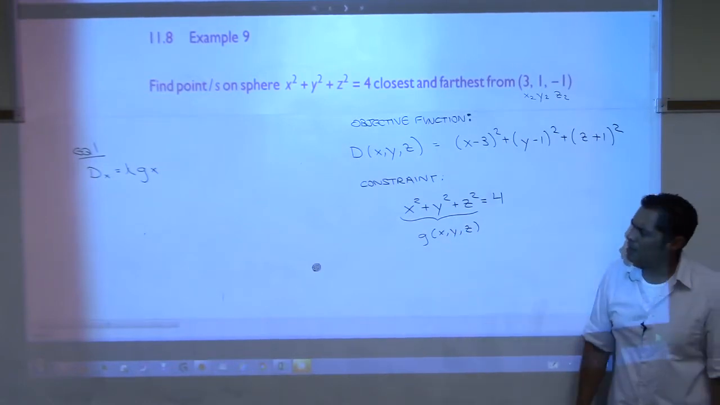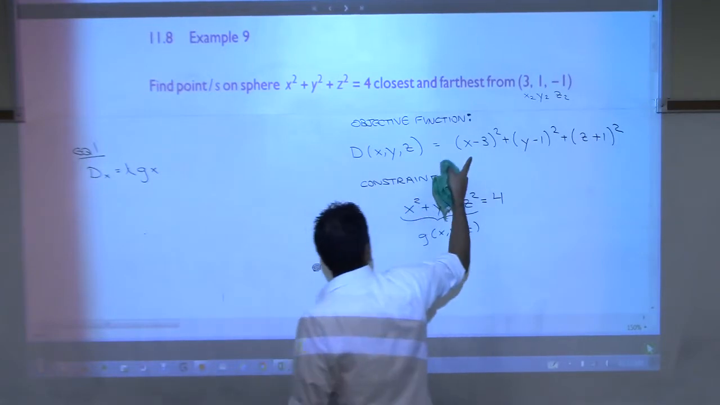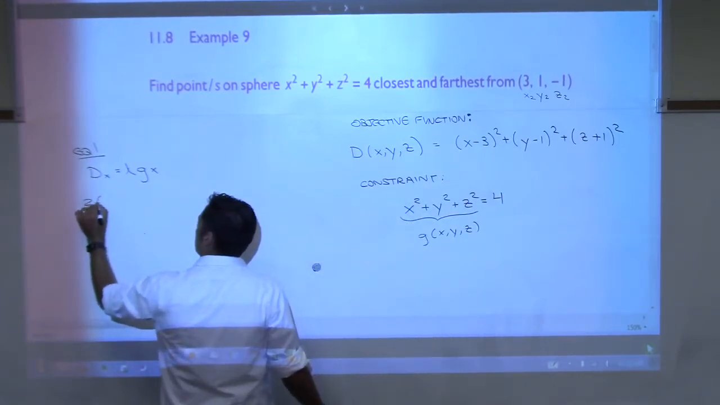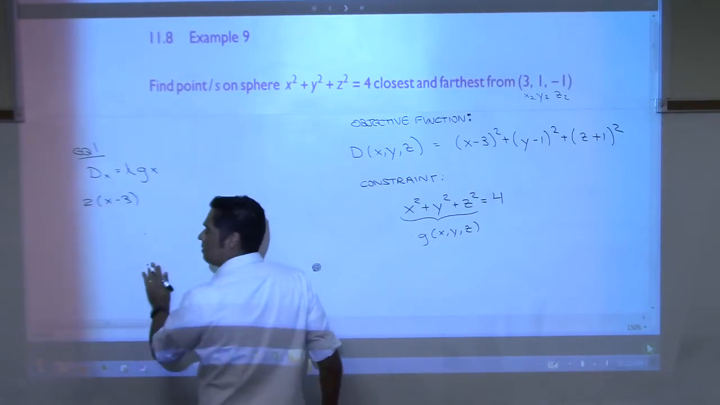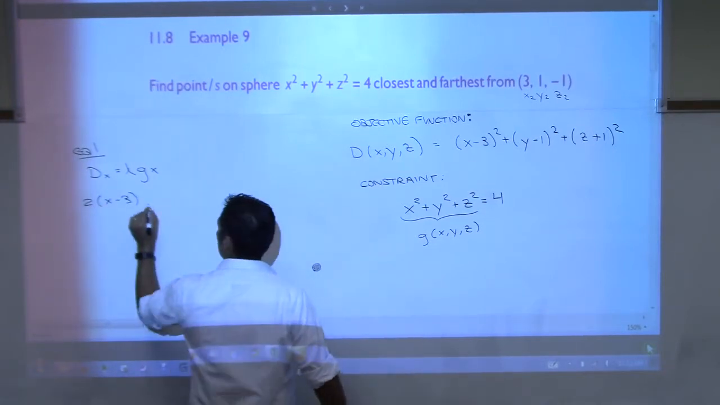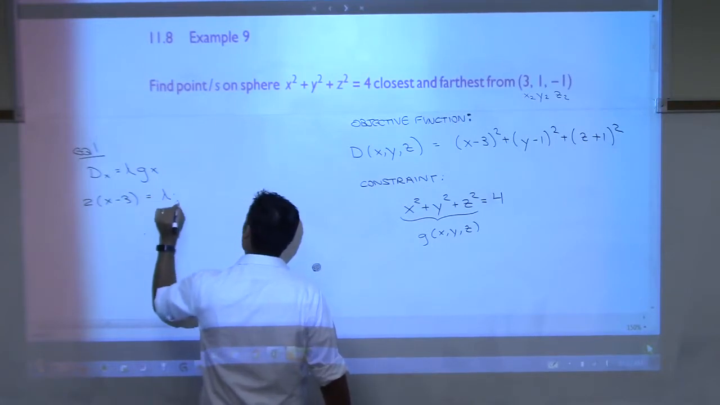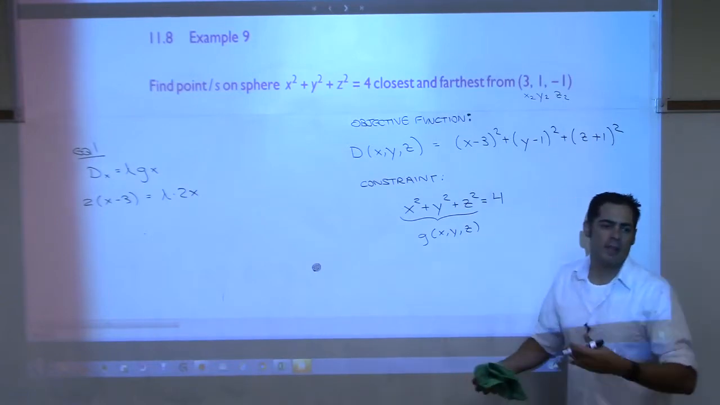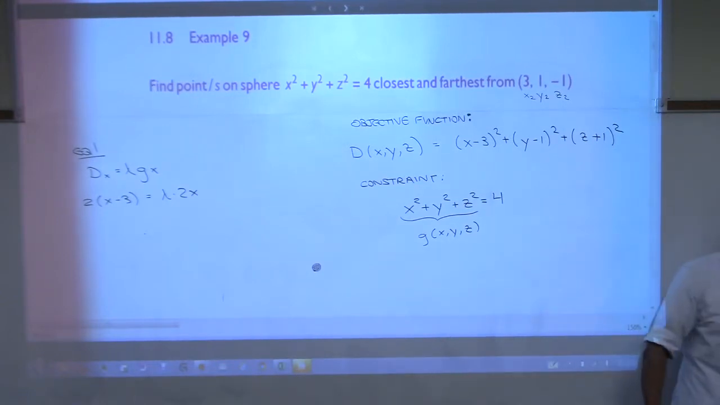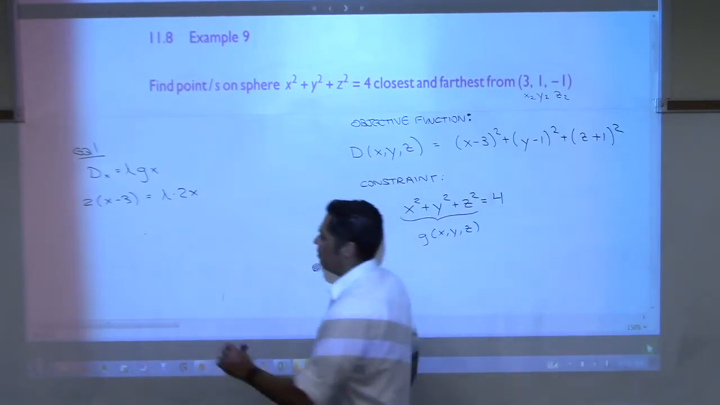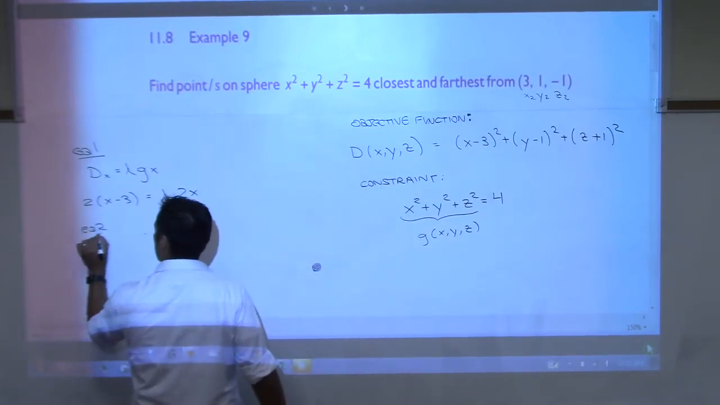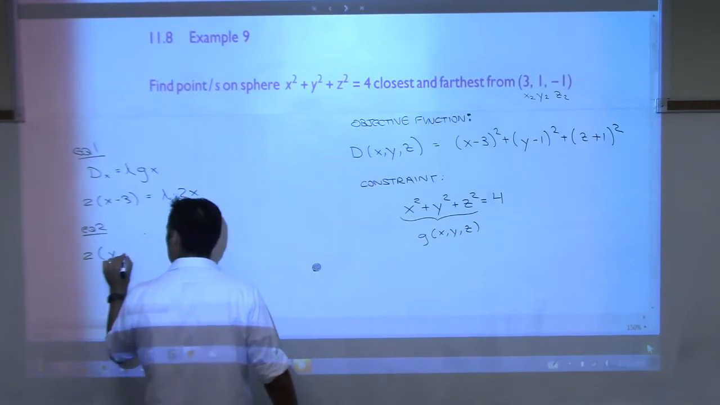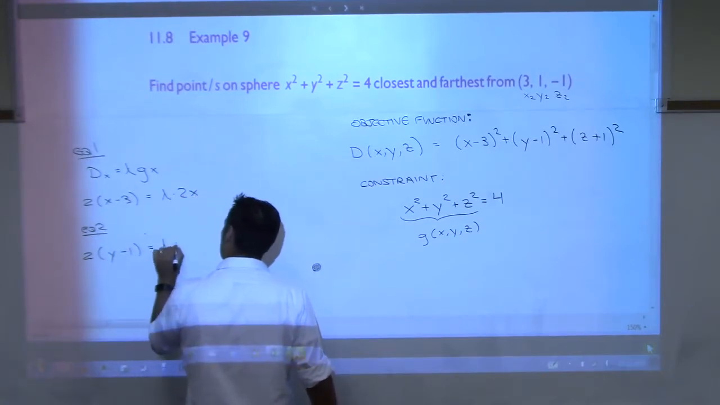So what's that equation here? What's the derivative of this with respect to x? 2 times the quantity x minus 3, right? Equals lambda times 2x. Okay, that's my first equation. And now I'm going to continue. I'm going to do partials with respect to y, then partials with respect to z, and so forth. So equation 2, 2y minus 1 equals lambda times 2y.